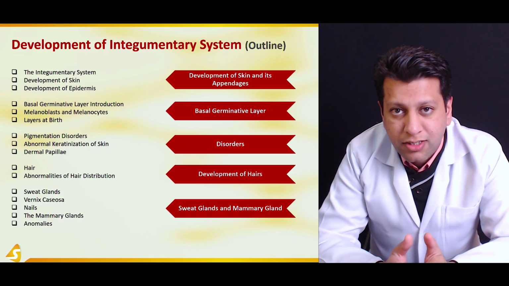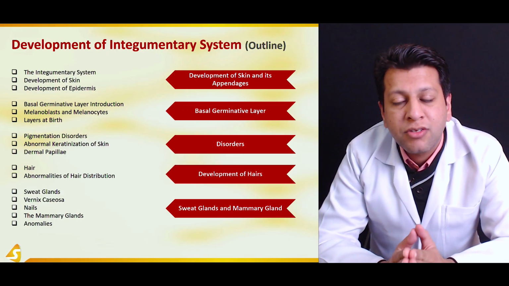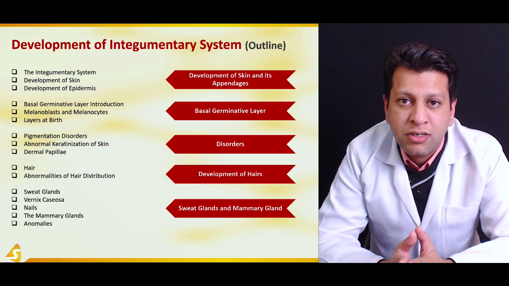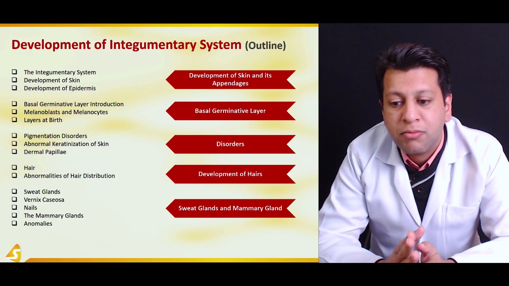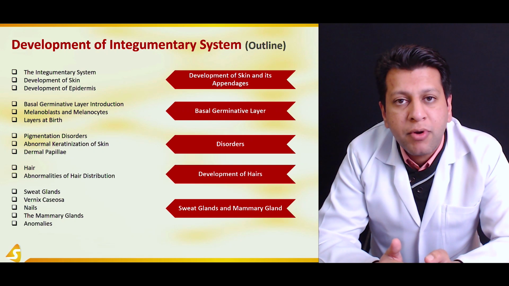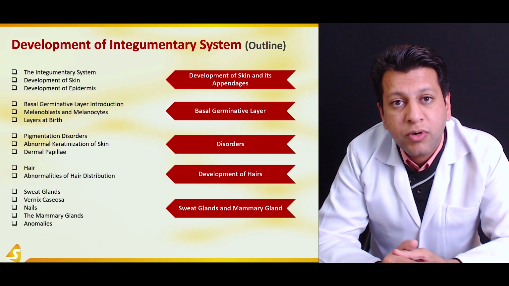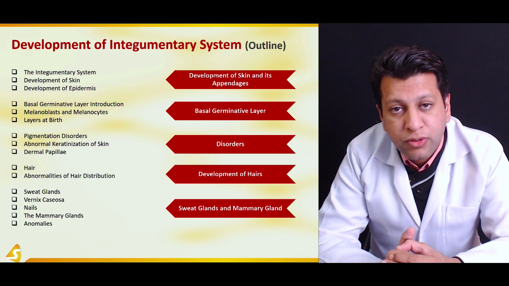In the final section of this lecture, I will be discussing the other appendages which are also part of the integumentary system, for example, sweat glands and the mammary glands. First, it will be the development of sweat glands, how they are formed, and what are the disorders of the sweat gland, and what is their role and function.